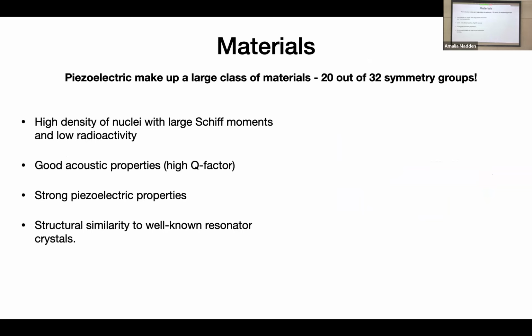So what kind of material would be good for this proposal? We want a material that has a high density of nuclei with big shift moments and low radioactivity, good acoustic properties, so we want low thermal noise, possibly strong piezoelectric properties. As we said, this might have a connection to this order 1 factor we mentioned. And then since we're probably dealing with a material that nobody's used in this context before, it's helpful if it has some structural similarity to a crystal that's already used in resonators, just so that we know how to deal with it, how to grow it, how to cut it in the right way.